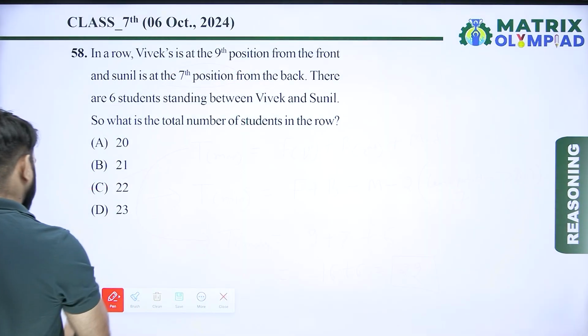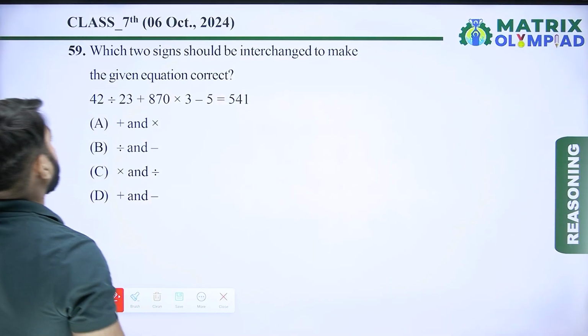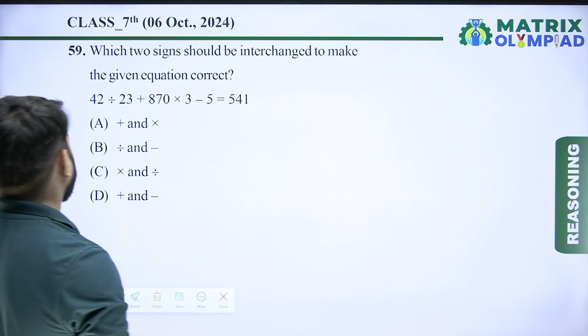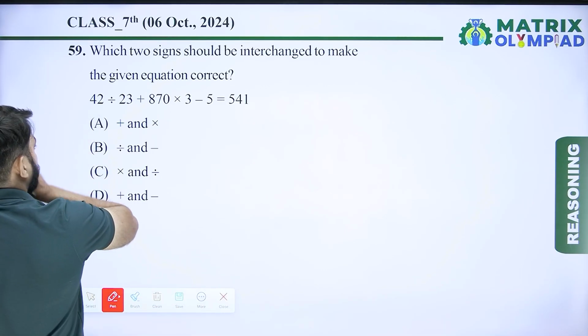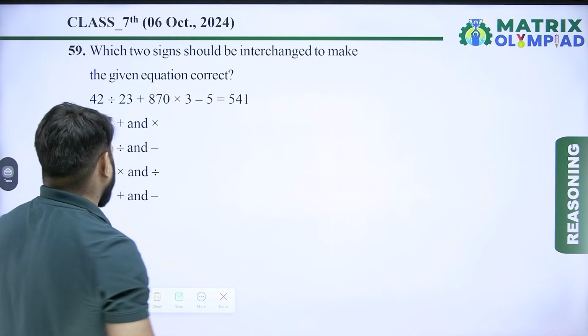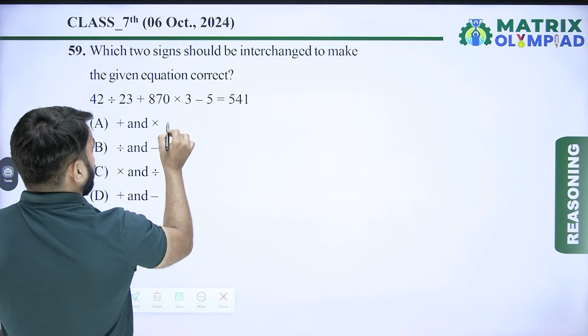Let's move to the next question. So now next question is question number 59. Which two signs should be interchanged to make the given equation correct? In such questions, options are taken one by one and check which one is correct. So first taking option A.